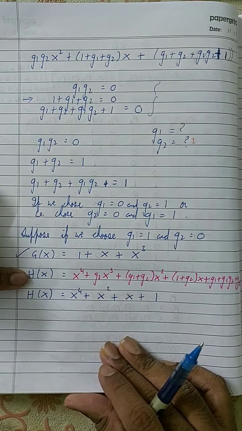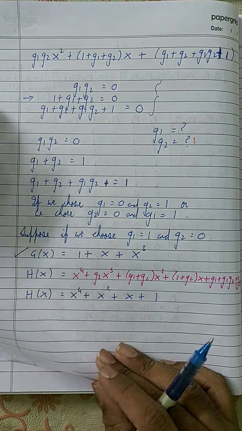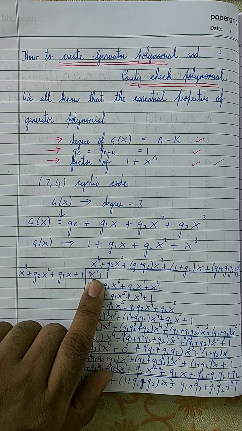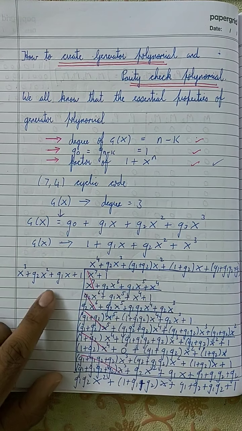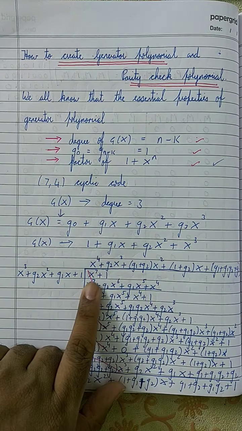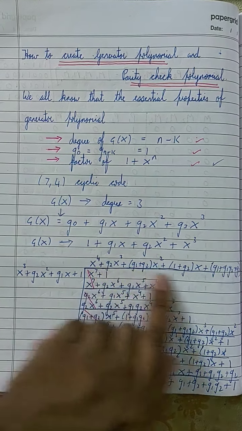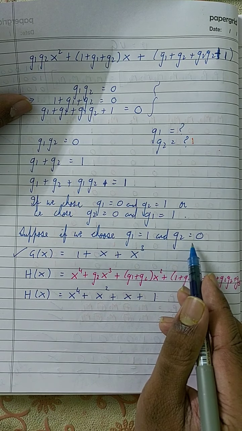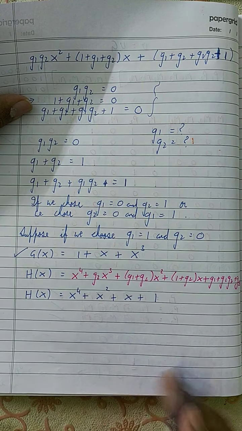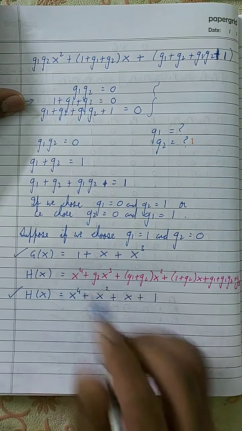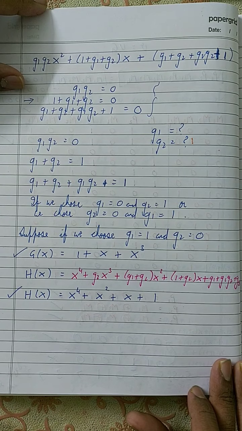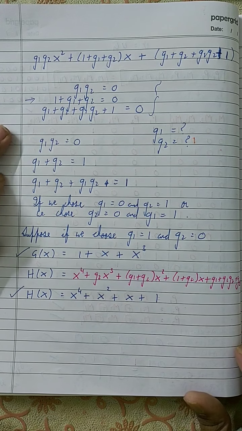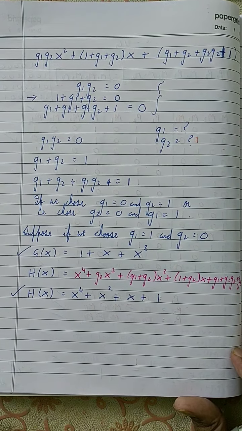Same way, h of x is also a factor of x raised to n plus 1, and the only factor in this entire process which is a factor of x raised to n plus 1 is the quotient. Other than the divisor, the quotient is also a factor of the dividend. So I can take this factor and substitute g1 is equal to 1 and g2 is equal to 0, and that is how I got this. This is the parity check polynomial. The process of explaining it now is very simple. That's how you need to understand it.